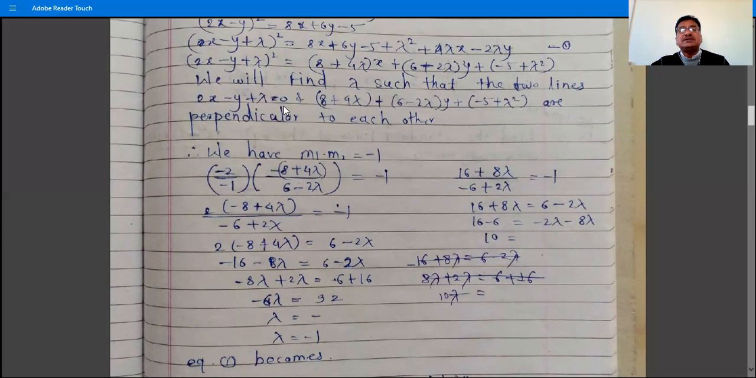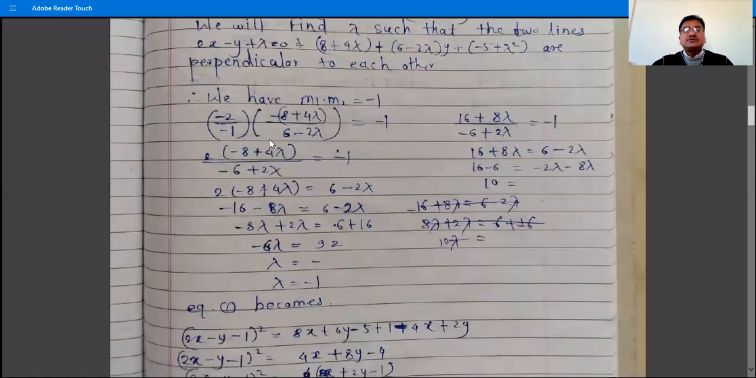The slope of the line ax plus by plus c equals 0, which is the equation of a line, is given by the formula minus coefficient of x divided by coefficient of y. Here, minus coefficient of x is minus (8 plus 4 lambda), divided by the coefficient of y, which is 6 minus 2 lambda, and this is equal to minus 1. So solve this equation and find the value of lambda.